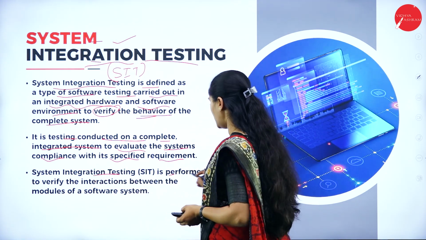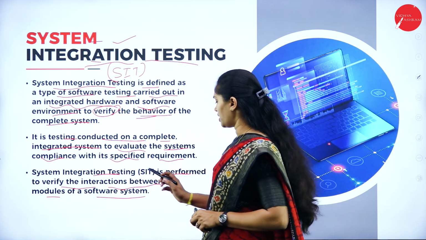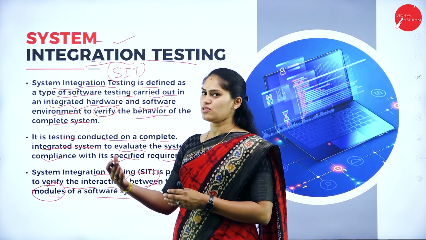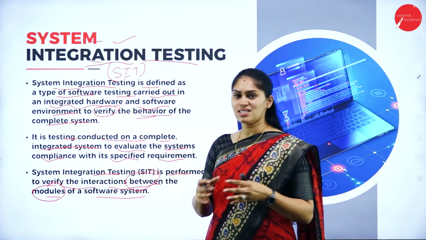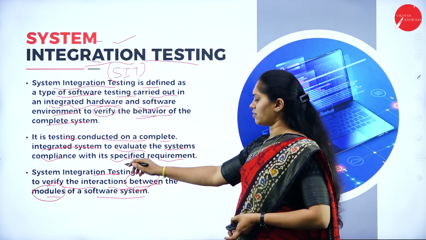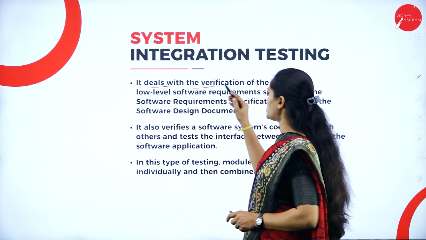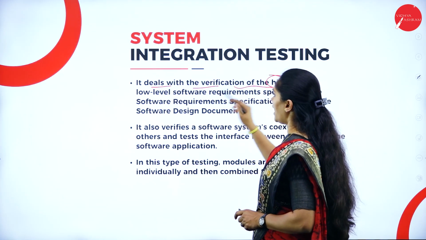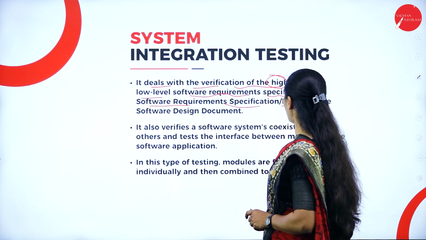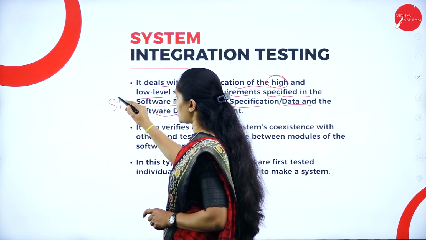Also this SIT is performed to verify the interaction between the modules of a software system. This takes place between the different modules. Each module will be tested independently using unit testing. So when we are combining them, how each module is interacting with other modules, in order to find that we have SIT or system integration testing. Mainly this deals with the verification of high and low level software requirements specified in the software requirement specifications, or SRS, and the software design document.